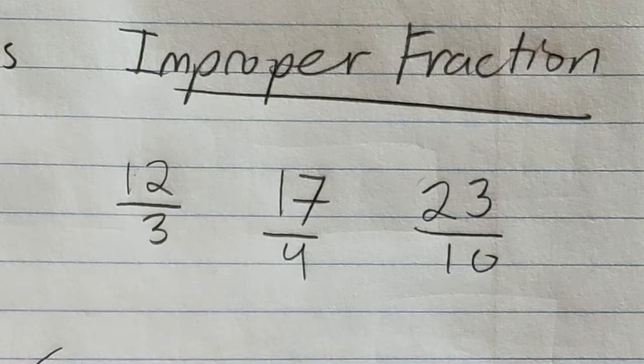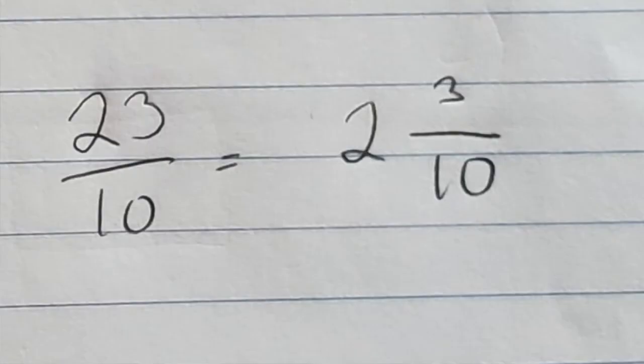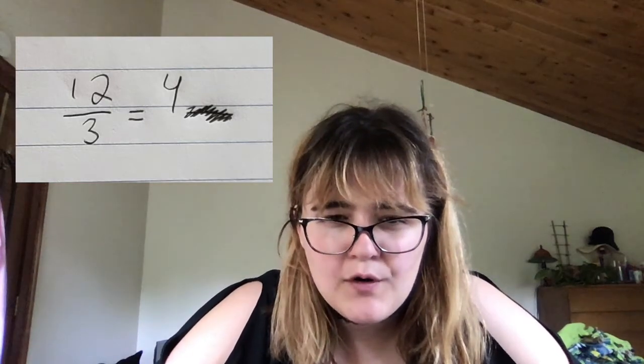We're going to take those improper fractions that I mentioned at the beginning of the lesson. So we've got 12/3, 17/4, and 23/10. Here's how you write those numbers as mixed numbers. You would write 17/4 as 4 1/4. You would write 23/10 as 2 3/10. And 12/3 actually just becomes 4, and I'll show you how that works in a second.